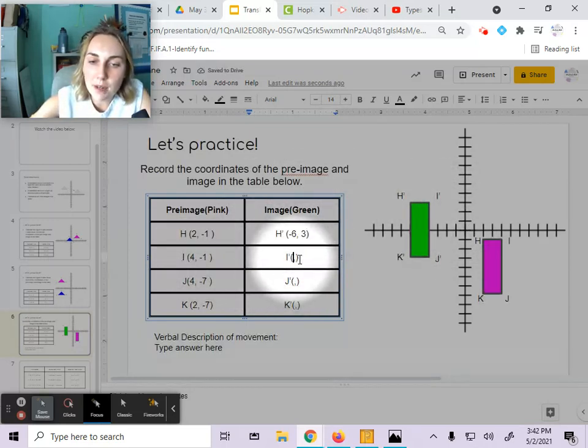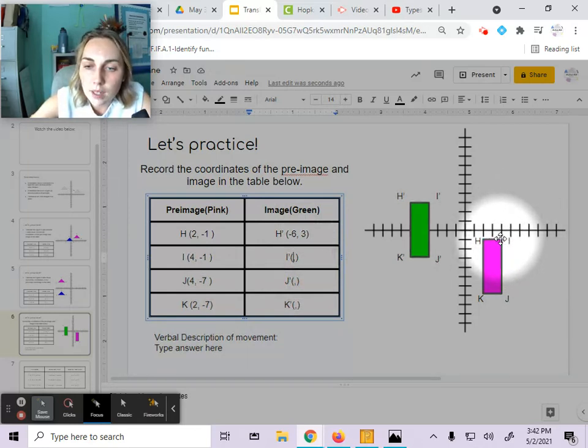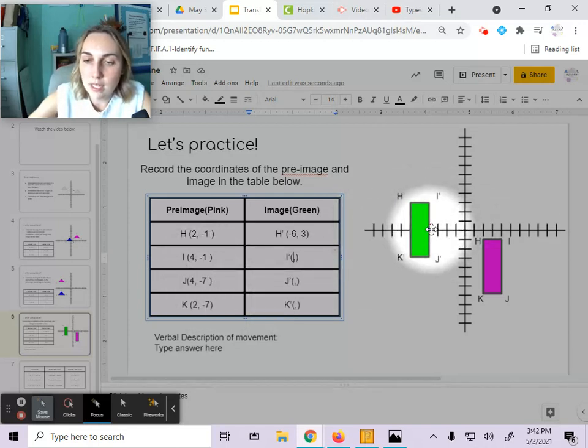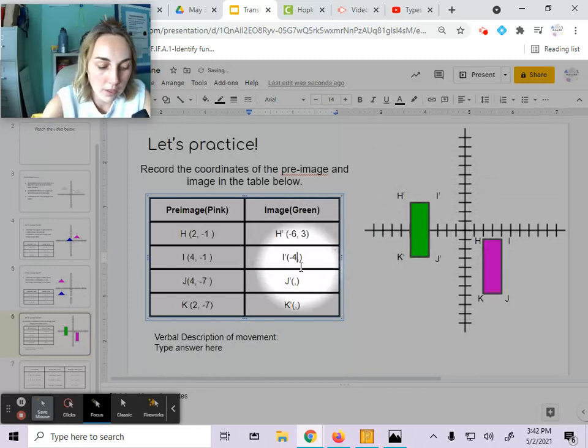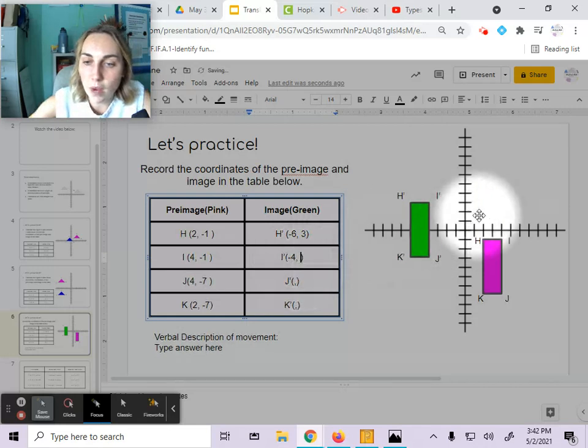So now if we look at I prime, we're going to do the same thing. It looks like we are moving 8 units to the left and 4 units up. So let's count 1, 2, 3, 4, 5, 6, 7, 8. Yes, 8 units, and then up 1, 2, 3, 4. So 8 units to the left and 4 units up still. And I prime is at negative 4 on the x-axis, and on the y-axis it is at positive 3 again.